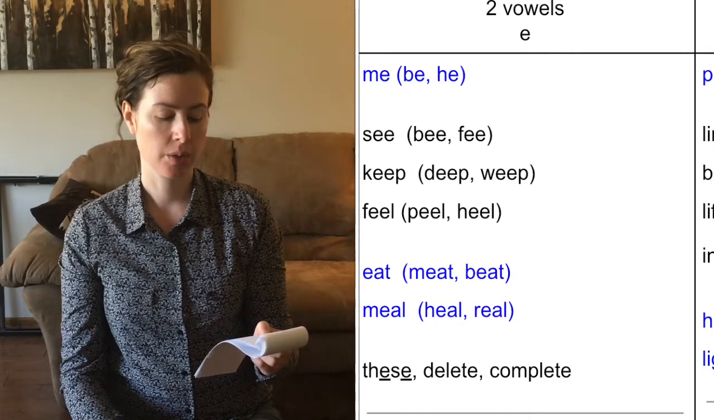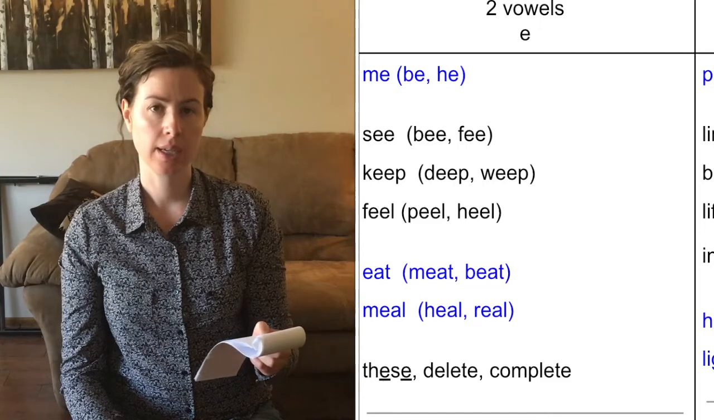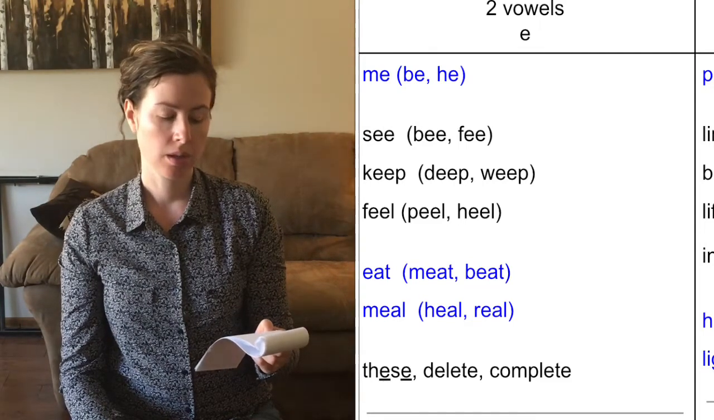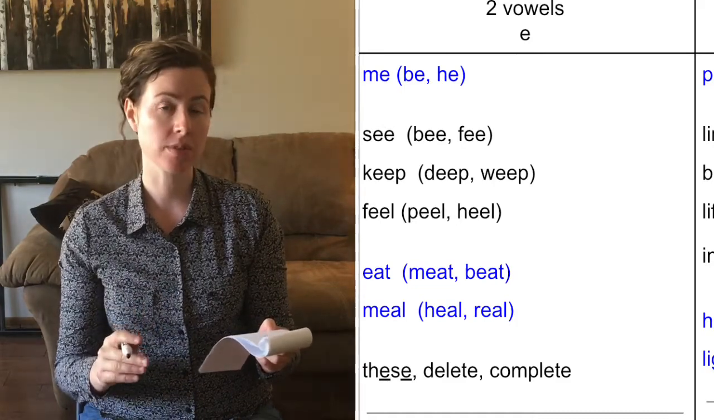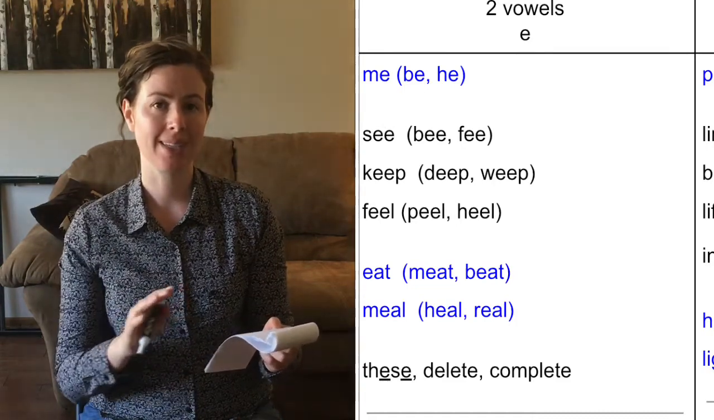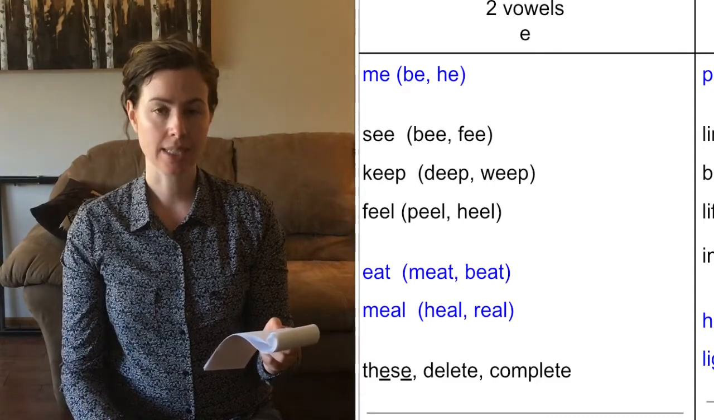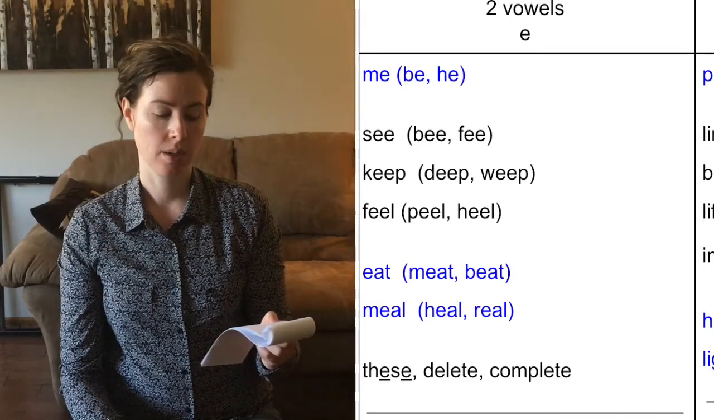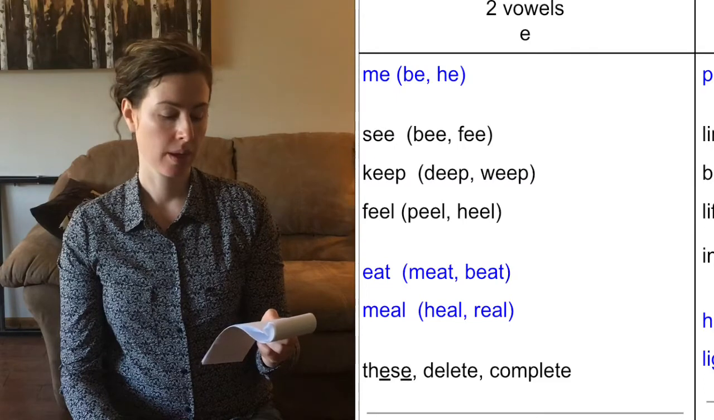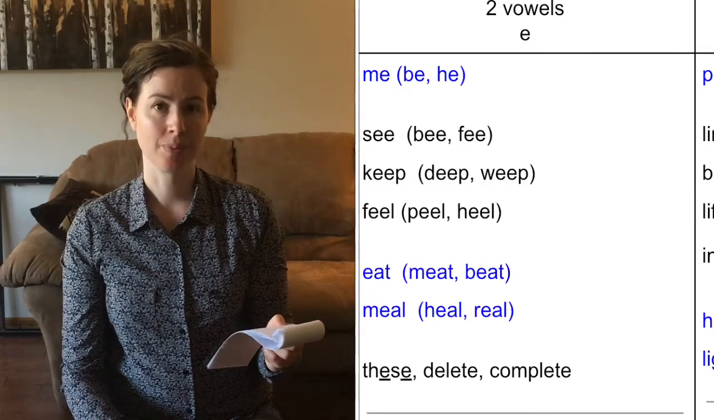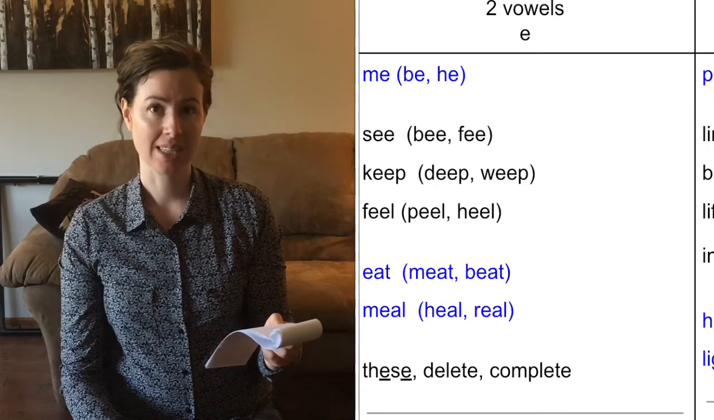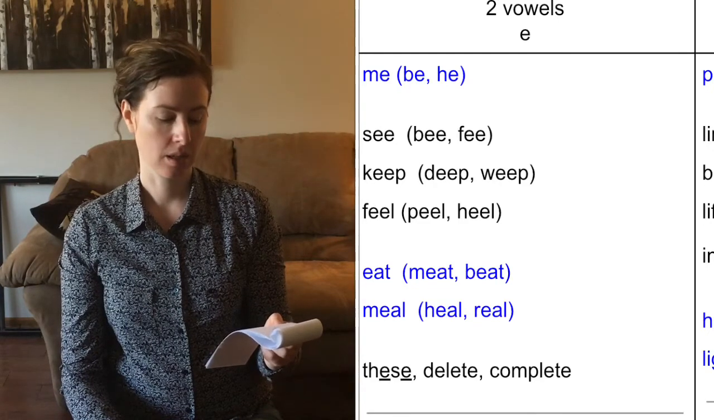Feel, peel, heal. Now we have an E with an A, but the E is first, the sound is the same, E. Eat, meet, beat, meal, heal, real. These, delete, complete.